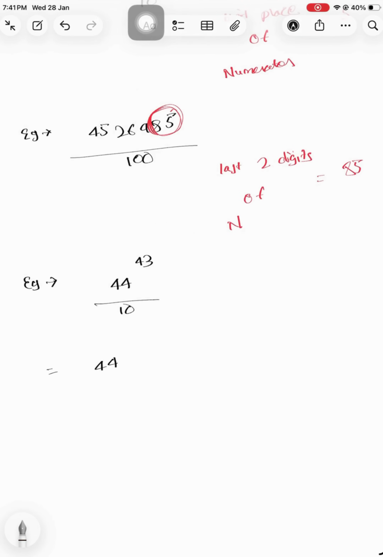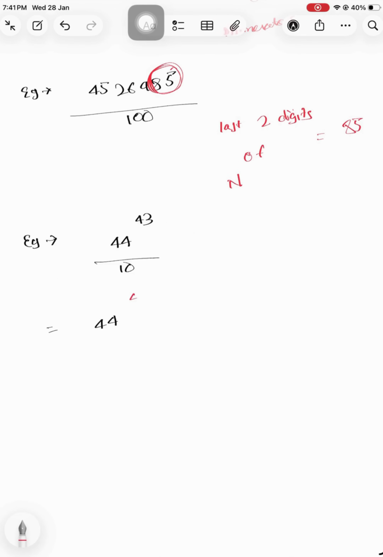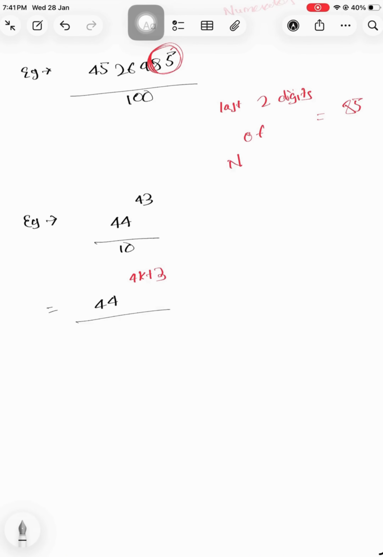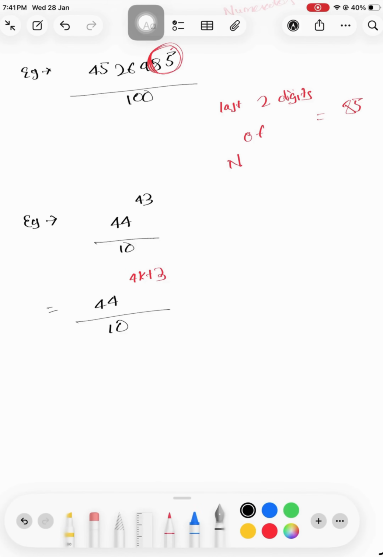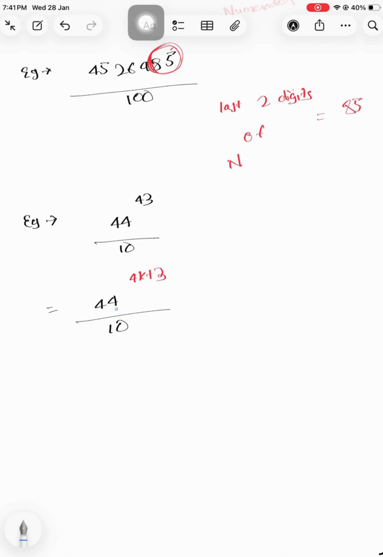Now if the same number 4, 5, 2, 6, 9, 8, 5 is getting divided by 100, then the last 2 digits of the numerator become the final remainder, which is 85 over here. Now let's take another problem statement which is relatively more complicated. Let's take another example as 44 raised to the power 43 upon 10. Now the number in the numerator is a very huge value, which can also be expressed as 44 into 44 up to 43 number of times.